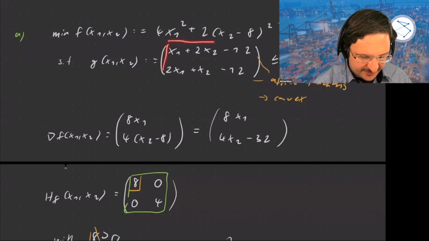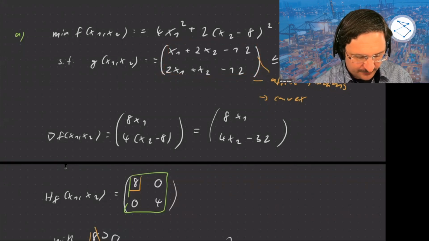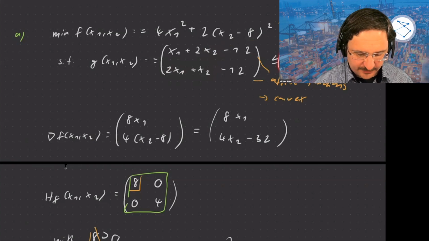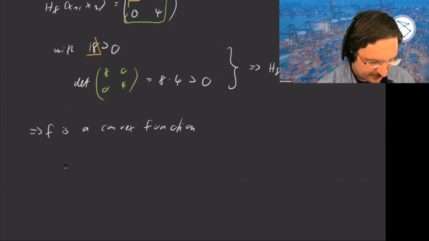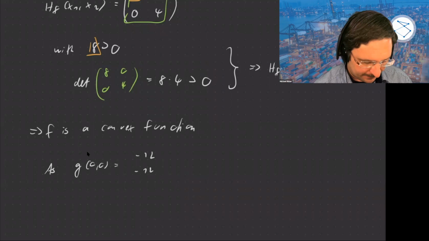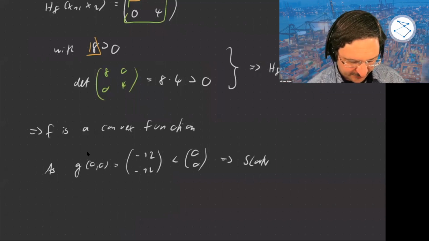And if we look at these constraints here, we can easily see that, for example, if we take x1 and x2 to be 0, then the only remaining part is -12 and -12. And this is, of course, feasible because that's less or equal to 0. And it's even strictly less than 0. So as g of (0, 0) is (-12, -12), which is strictly less than (0, 0). That means this Slater condition is also satisfied.